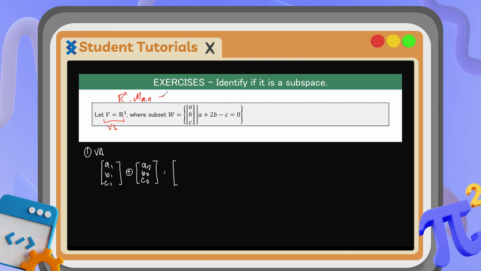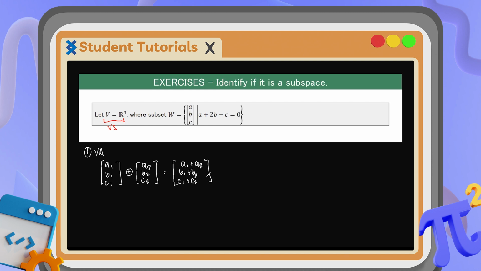these follow the standard vector addition and scalar multiplication. So that is implied or assumed already. So when we add them together, that should give us a sub 1 plus a sub 2, b sub 1 plus b sub 2, and c sub 1 plus c sub 2.